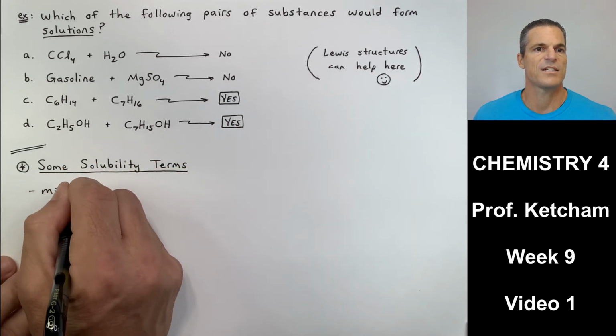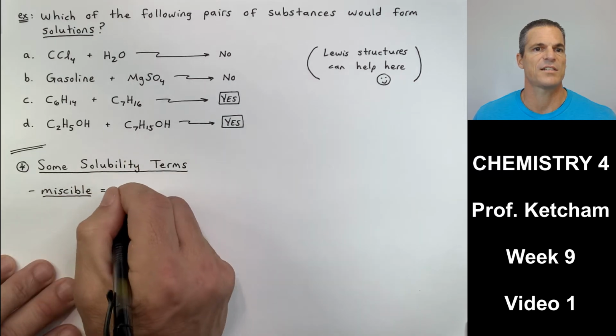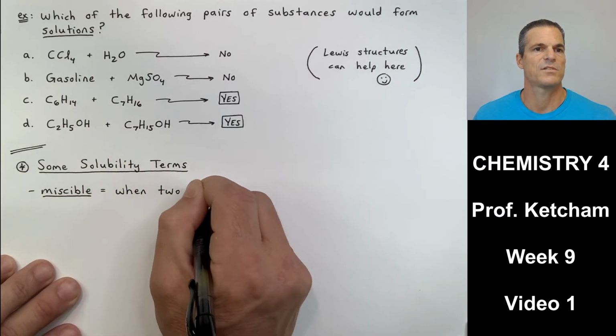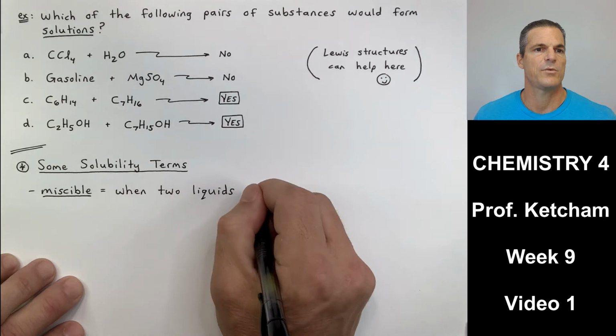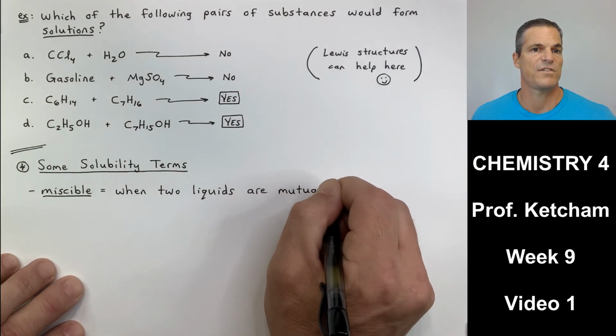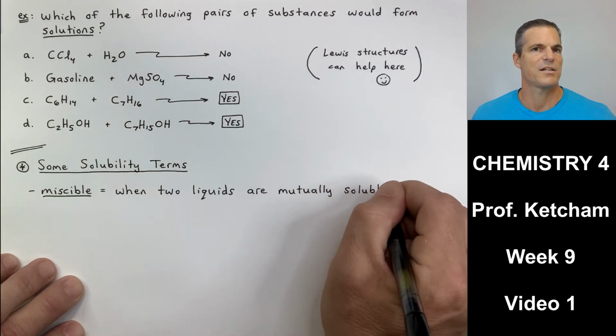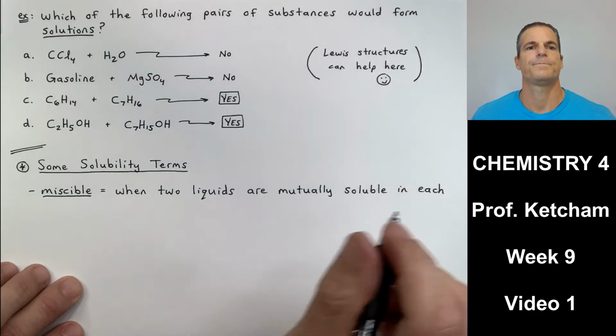So for C, you've got C6H14 and C7H16. Yes, they are going to form a solution. The last one is C2H5OH and C7H15OH. They look the same. Chances are they're going to be able to form a solution.